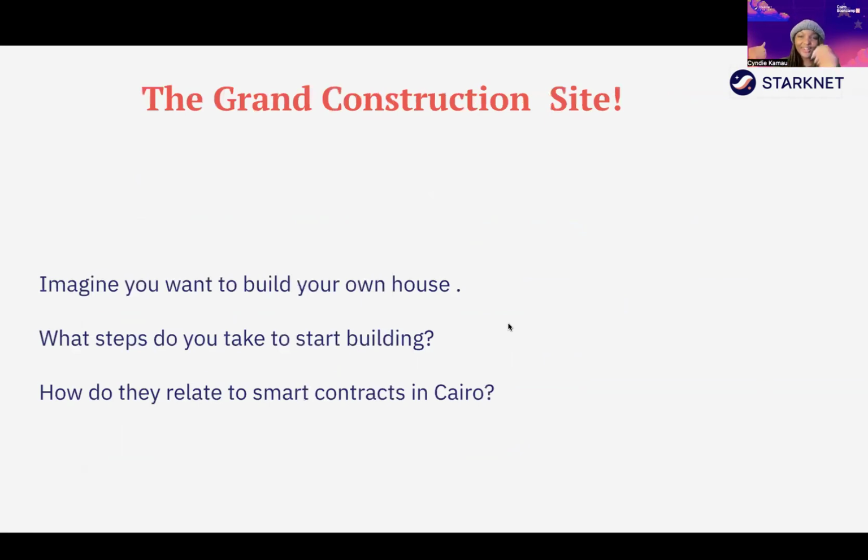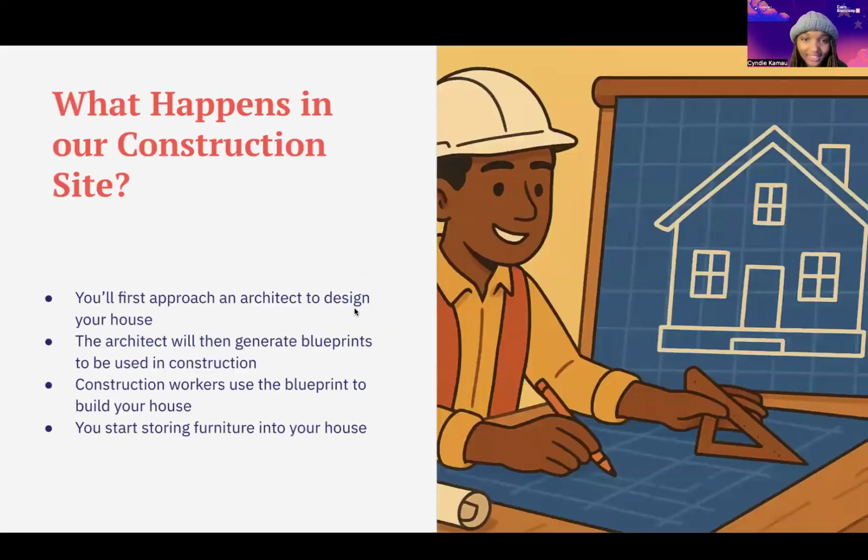All right, so now back to the fun side of things. The anatomy of a smart contract, right? I want you to imagine you have some money, for those of us who still haven't built our own house. You've gotten some money, you're like, yay, I now want to build my own house, right? So what are the steps involved from the time you decide you want to build your own house to building it, and how do they relate to the anatomy of a smart contract in Cairo? So let's go through that.